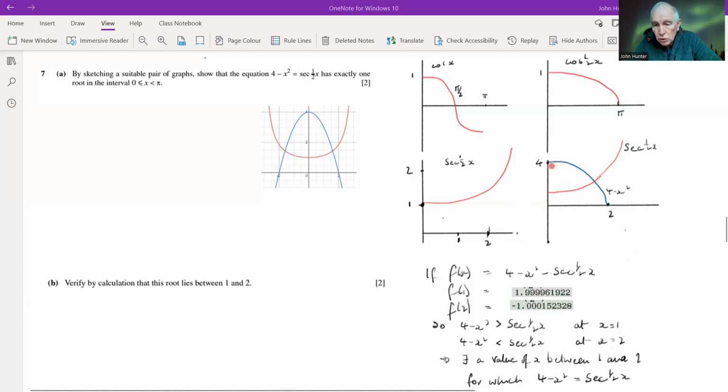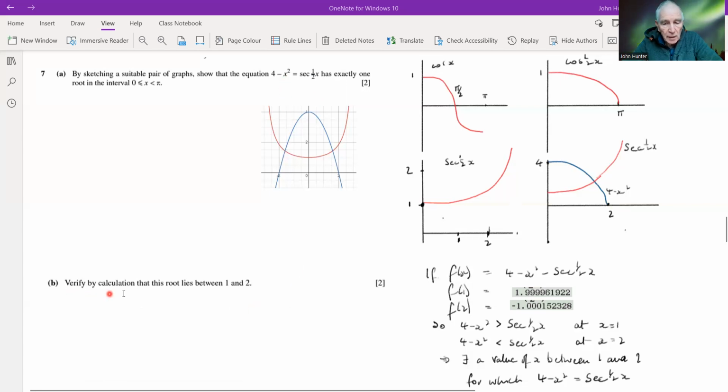Now on top of that, if we then superimpose the graph of 4 minus x squared, that's going to be 4 when x equals 0 and 0 when x equals 2. Okay, so that's what it's going to look like. As we can see, there is just one intersection of these two graphs, and that basically is the root. So the value of x at this point is the value of x for which the left-hand side equals the right-hand side. That is the root of that equation.